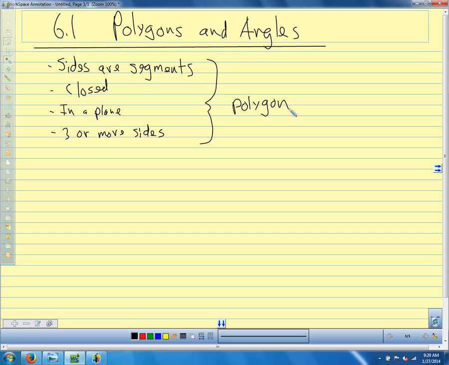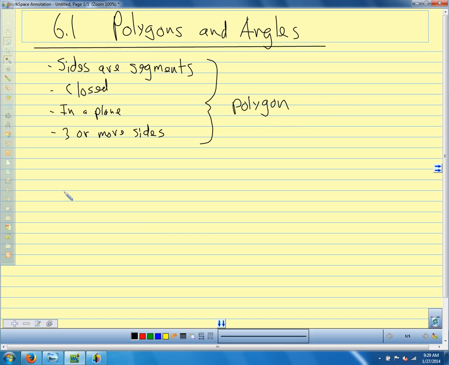And one other thing that I wanted to mention. Where the two sides come together? A vertex, just like we've talked about with triangles. Two sides come together at a vertex.